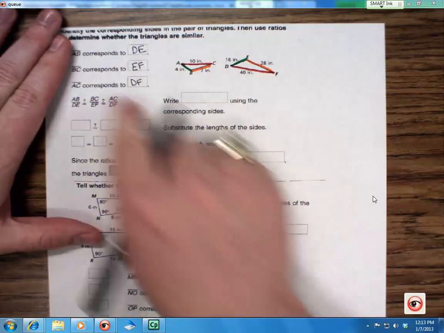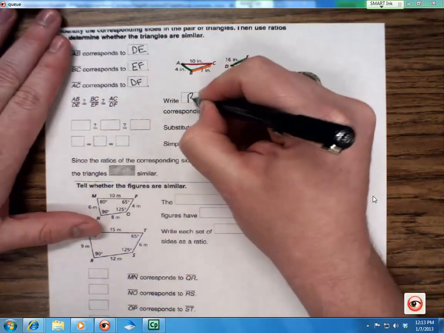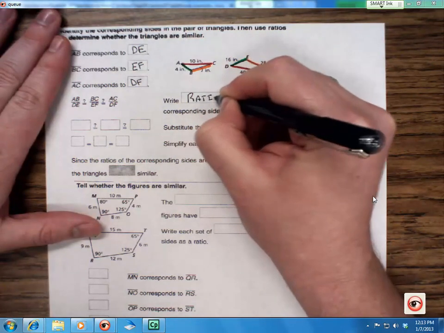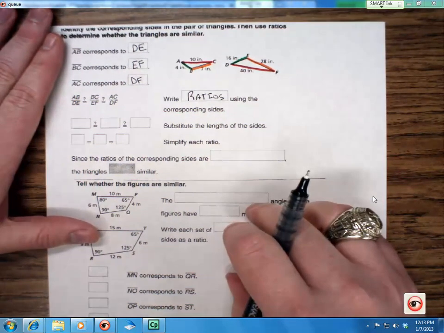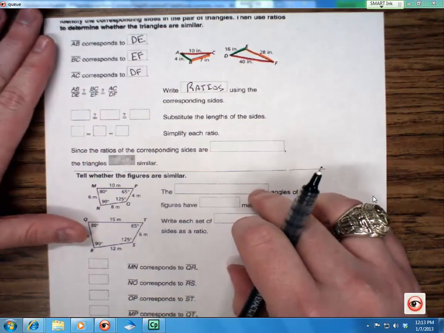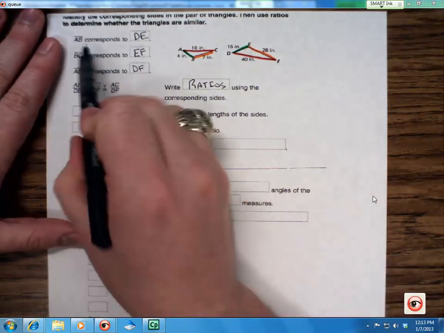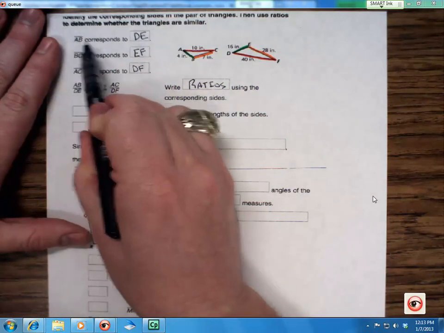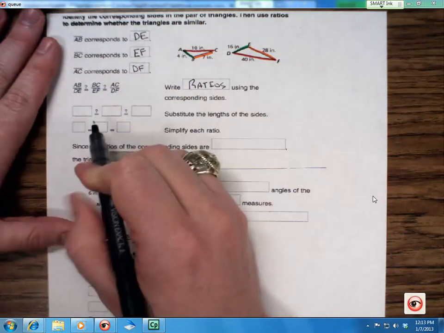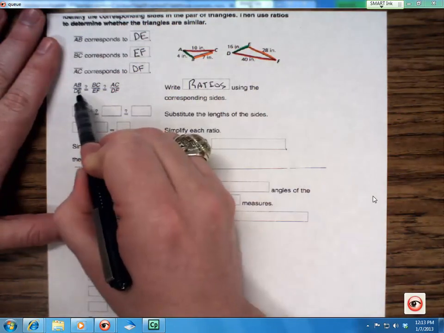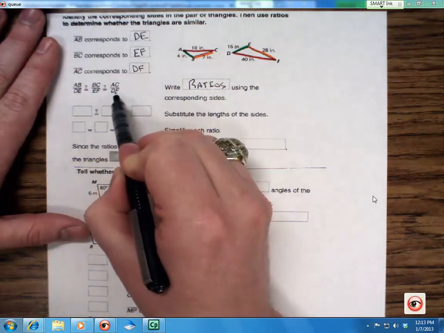Now, after I have identified the corresponding sides, I'm going to write ratios. That way I can plug those numbers in to help determine if these 2 triangles are similar or not. They simply took the two sides that I had up here. For example, AB corresponds to DE. Those are my two green sides right there. And they made fractions with them: AB over DE, BC over EF, AC over DF.